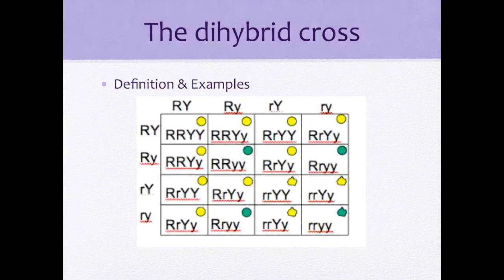The definition: a hybrid cross is a breeding experiment between P generation, that is, parental generation, organisms that differ in two traits. Some examples: in this hybrid cross, a plant with the dominant traits of green pod color and yellow seed color is cross-pollinated with a plant with the recessive traits of yellow pod color and green seed color.